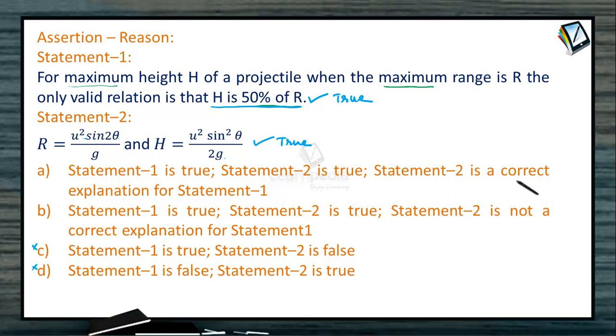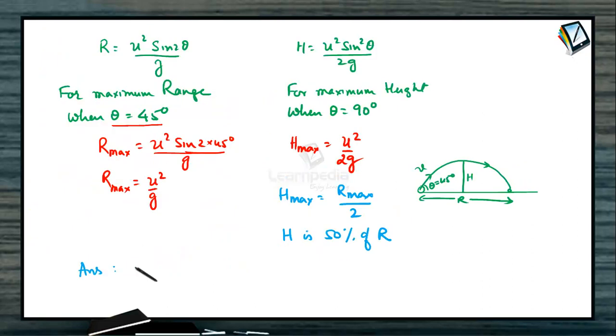Now, whether statement 2 is the correct explanation of statement 1 or not. We have derived H is 50% of R by taking these two equations, substituting theta is 45, substituting theta is 90, and we got the result. Therefore, statement 2 is the correct explanation of statement 1. So option A will be correct, option B will be wrong. So in this assertion reasoning, we will mark the answer as A. The answer will be option A.